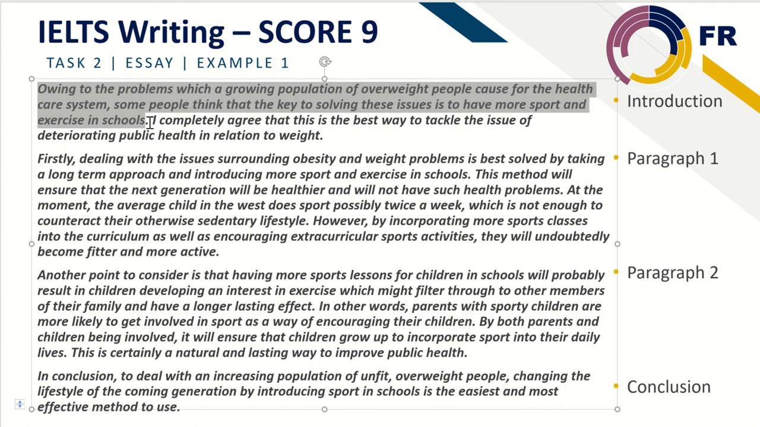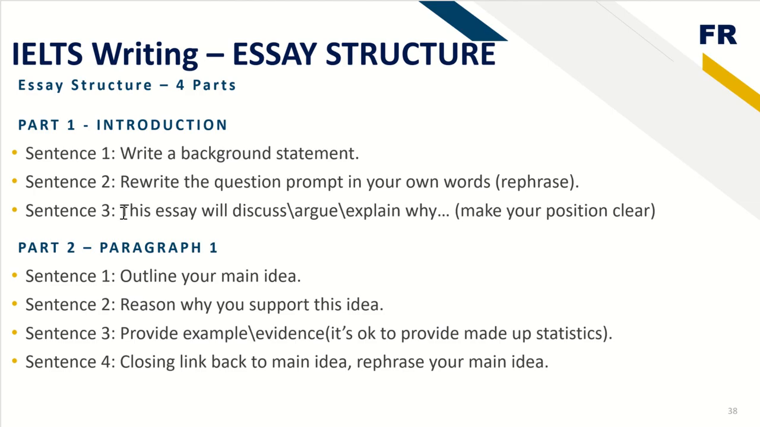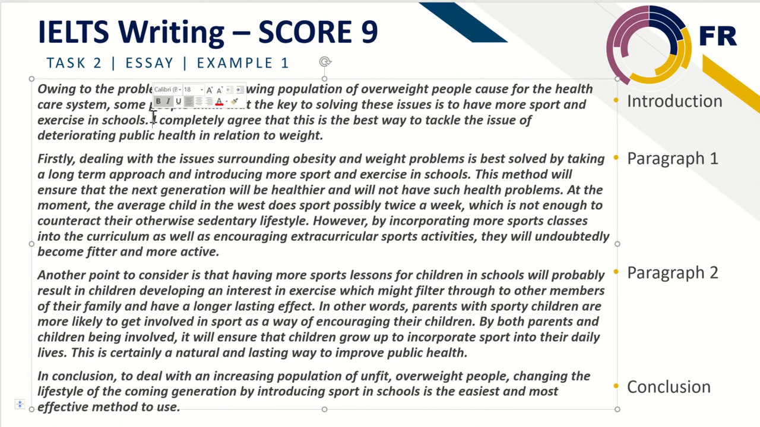If you look at this entire sentence, which is close to three whole sentences, you will see that this is basically the question prompt rewritten in the writer's own words. Owing to the problems which a growing population of overweight people cause for the healthcare system, some people think that the key to solving these issues is to have more sport and exercise in school. The next sentence, sentence three, is where the essay will discuss or argue, where you put in your position clearly. Here the writer has written that I completely agree that this is the best way to tackle the issue of the deteriorating public health in relation to weight.